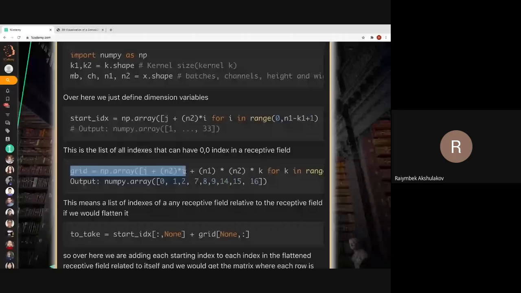And also the variable grid over here is implemented. As you can see over here, this is also flattened. So we have the 3 by 3 kernel, right? And in this case, grid is just a list of all the indices in relation to the receptive field.